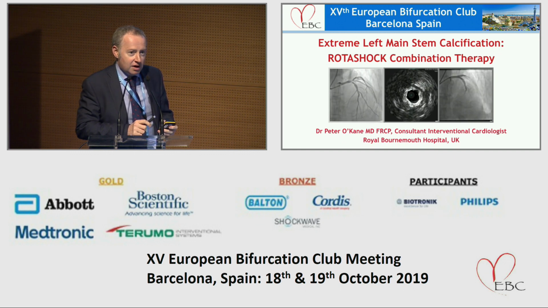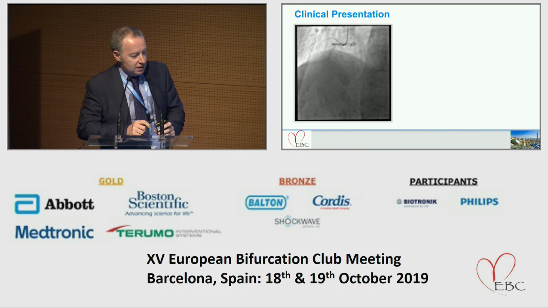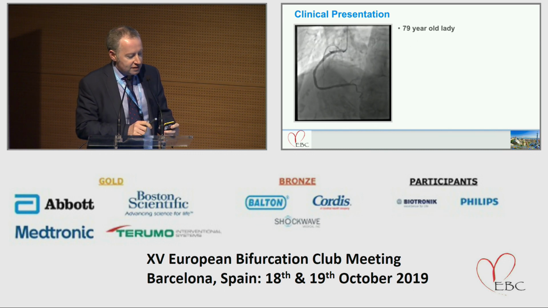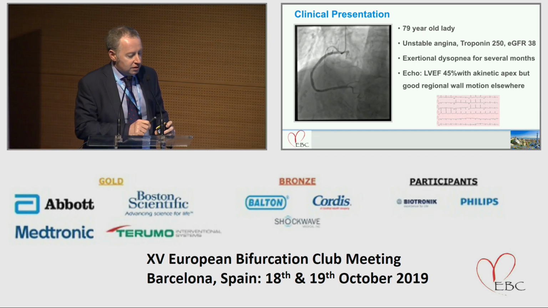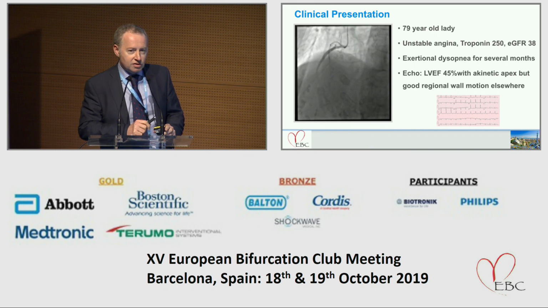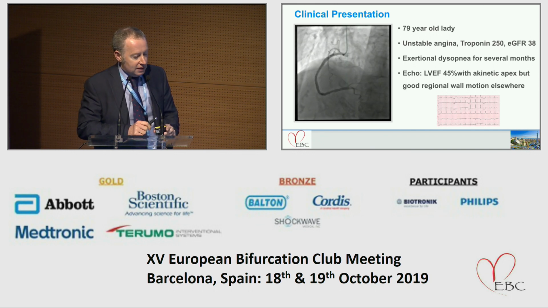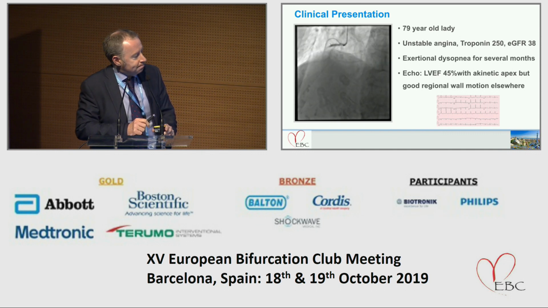So this was a case that I performed in May, the day after coming back from PCR. This is the clinical presentation. It's a 79-year-old patient who comes into our lab with unstable angina, transferred from our sister hospital. She's been having breathlessness for several months preceding her admission. The echo shows an ejection fraction of about 45%, with some akinetic wall motion abnormality at the apex. Otherwise, it's pretty good.